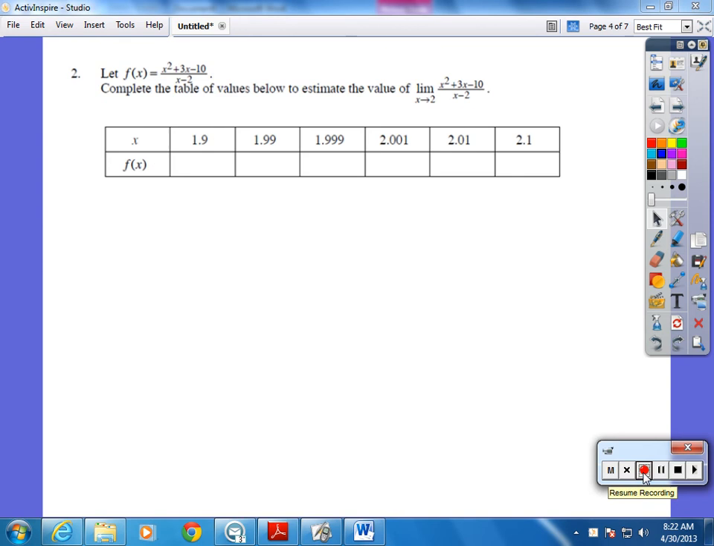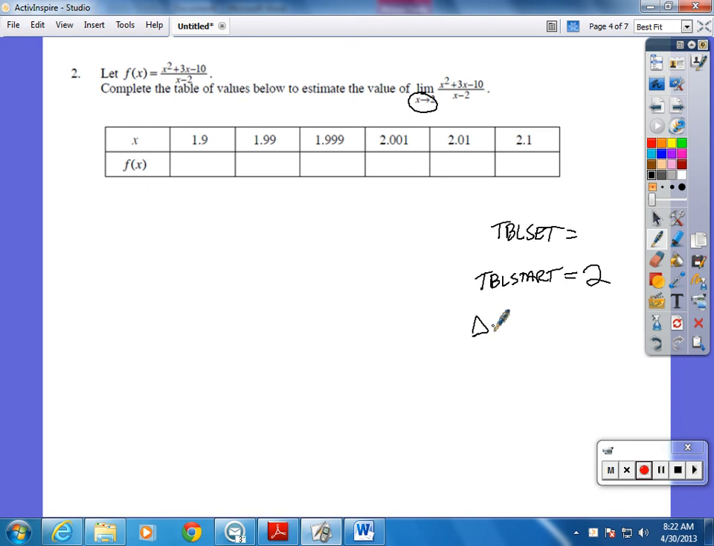So finding a limit using a table just requires that you use your graphing calculator. You need to go to table set. So take out your calculators right now, please. All right. And then table start will be whatever x value you're approaching. So here we're approaching the x value of 2. So table start will be at 2. Delta table changes each time. The first time you want to count by 0.1.